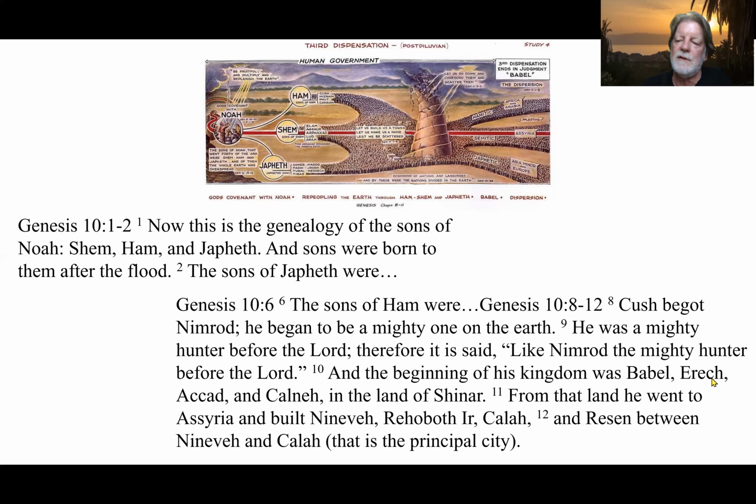Another place that Nimrod established was Erech, Akkad, and Calneh in the land of Shinar. And I'll point out where Shinar is on the map. From that land, he went to Assyria and rebuilt Nineveh. Nineveh is a very old and famous city. Rehoboth Ir, Calah, and Resen, between Nineveh and Calah. That is the principal city.